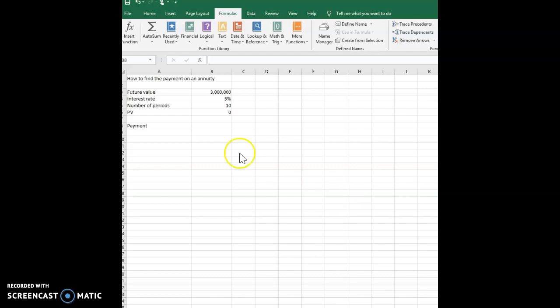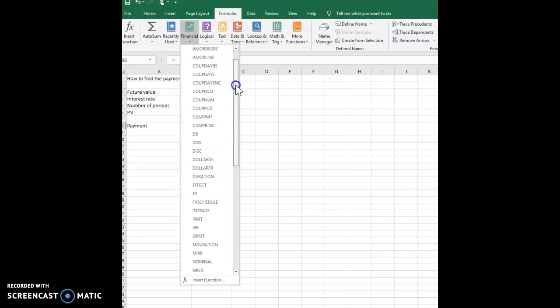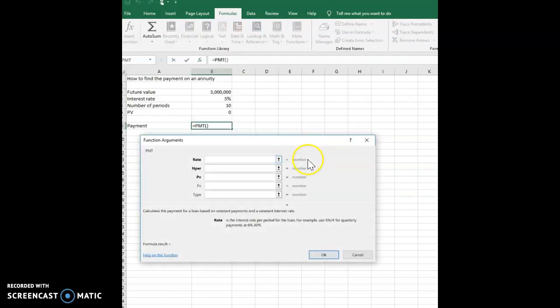In order to solve this problem, we click on the payment formula in Excel. The given interest rate is 5%. The number of periods is 10. The present value is 0 because at this point we haven't deposited any money. There's no official amount at the beginning, so it's worth nothing.